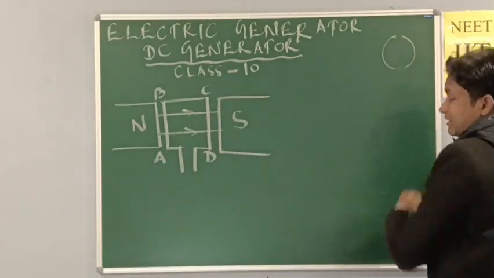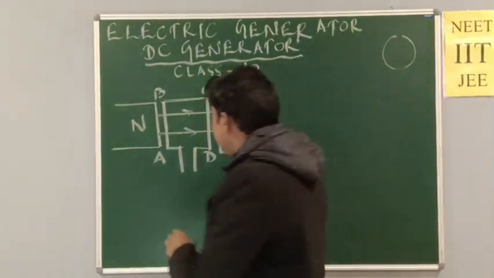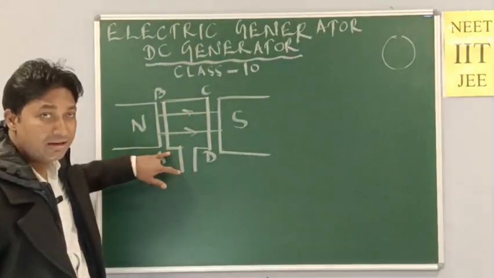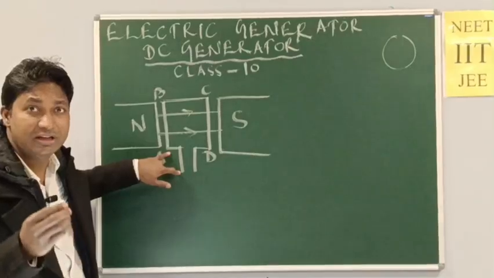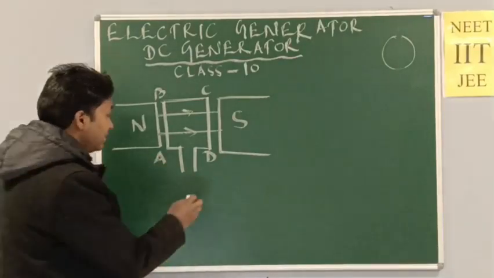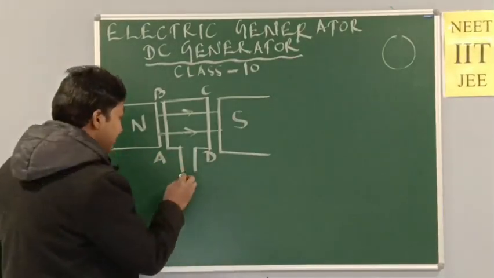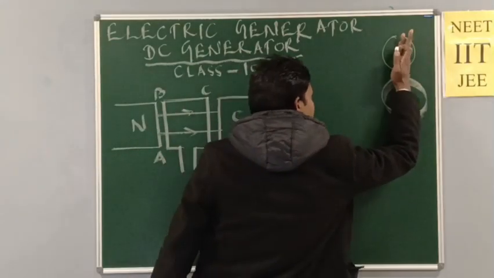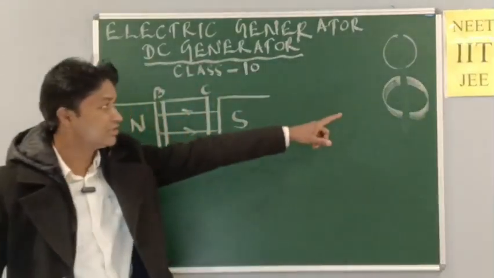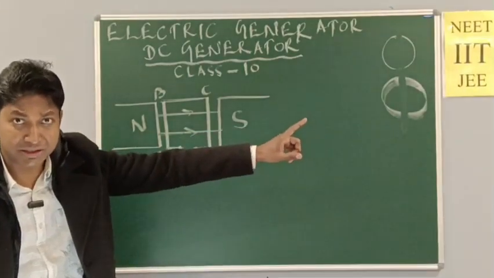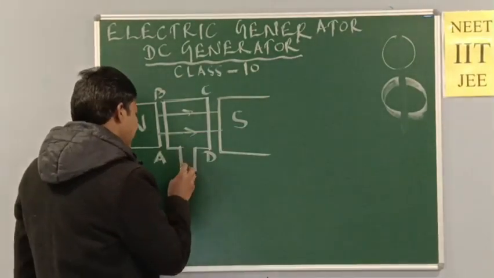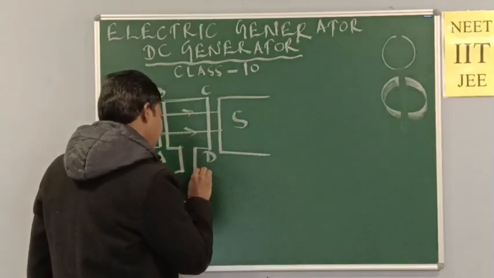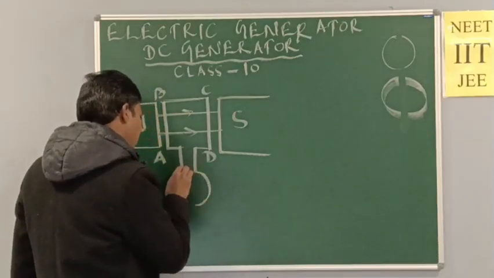Next. Here, this end A is connected with the slit ring. You can make the figure like this: a slit ring, make it like this, cut like this. This is called a slit ring. Very easy. No need to be afraid.